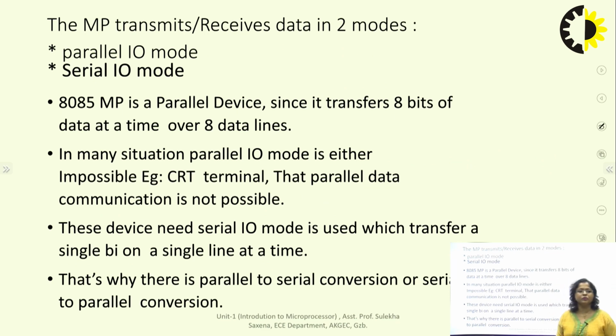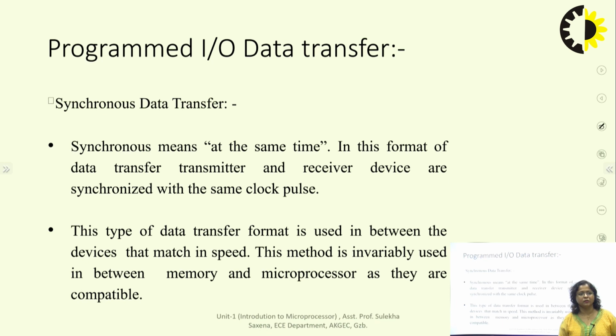So, I have already told you that normally 8085 transfers data in parallel mode, that is 8-bit data is transferred at a time. Whereas, in a lot of situations where data has to be transferred over long distance, it requires a single line to transfer data, that is serial data transmission. For this, parallel to serial or serial to parallel conversion will be required. Now, we will consider the data transfer through program, that is programmed IO data transfer.